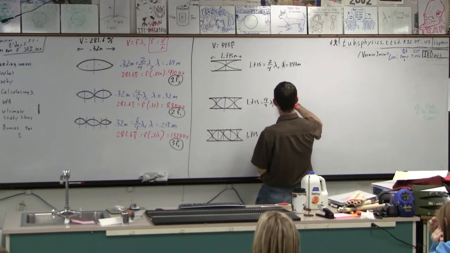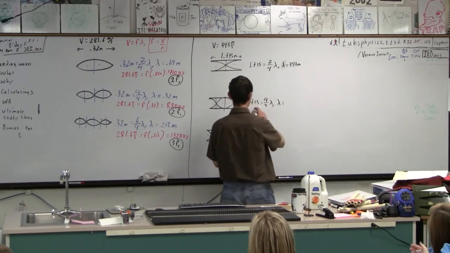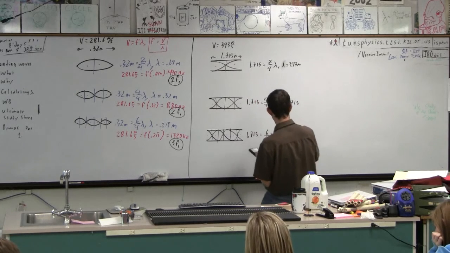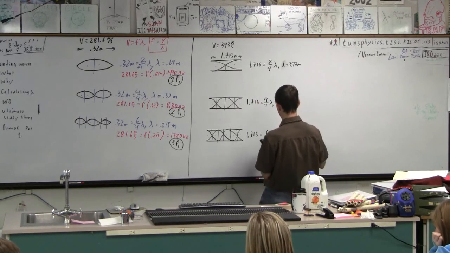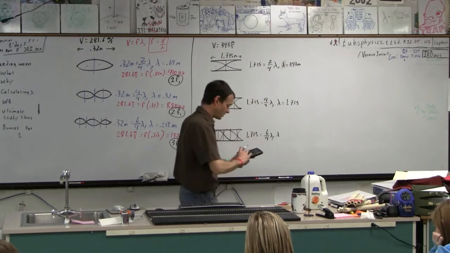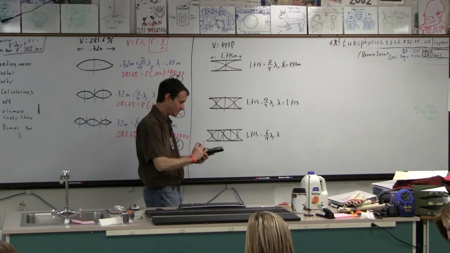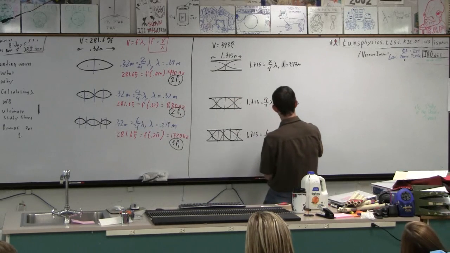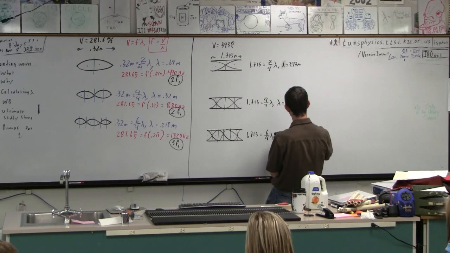Okay. So this guy's going to be 1.715, and then this guy is going to be 1.715 times 4 divided by 6. That's 1.143.